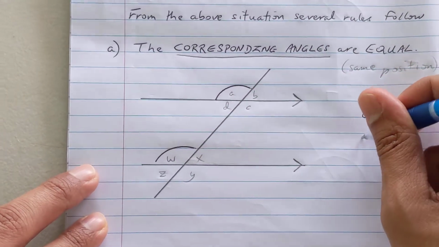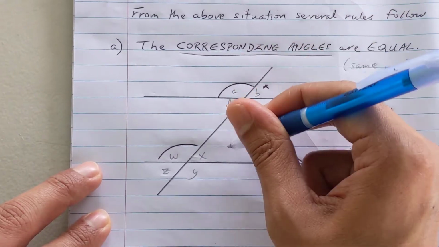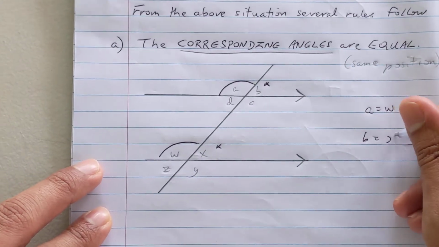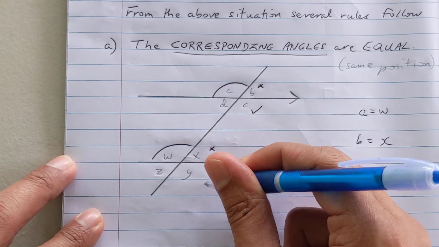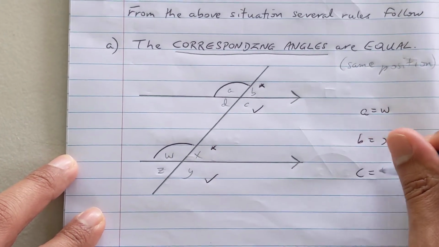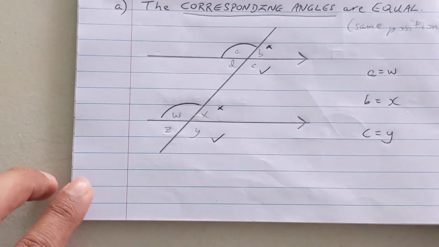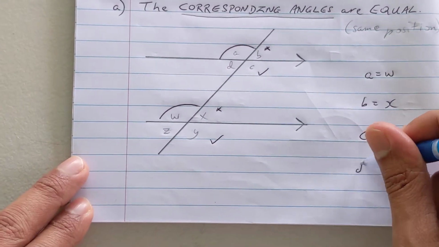What is in the same position as B? B and X are in that same position, so B and X will be corresponding angles. What is in the same position as C? C and Y are in the same position, so they will be the next pair of corresponding angles, and D and Z are in the same position.